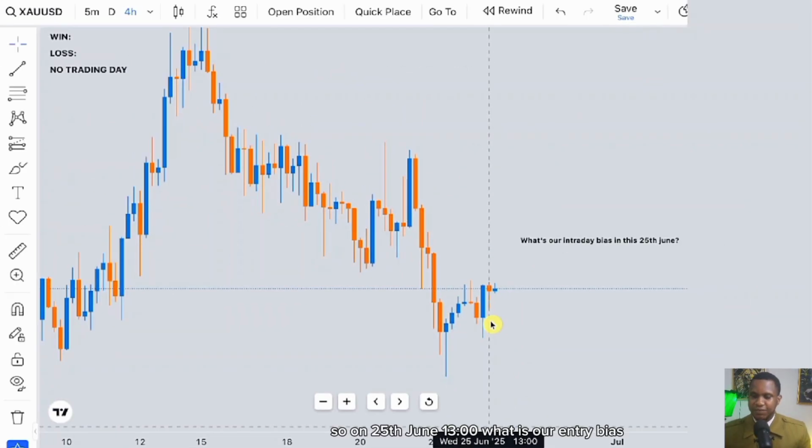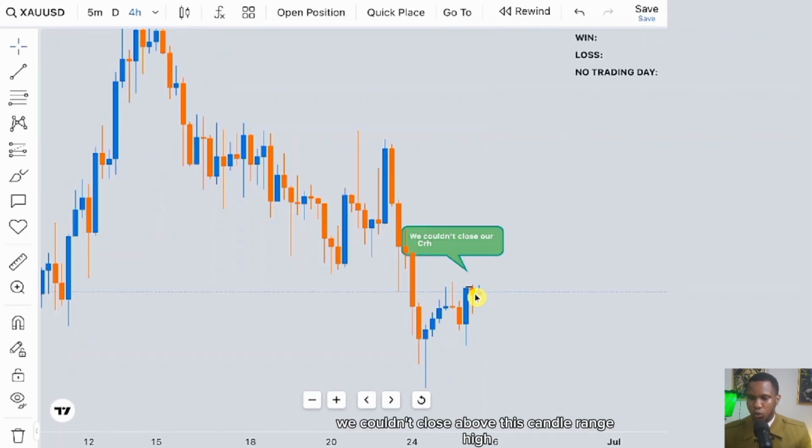So on 25th June, 13 o'clock, what is our intraday bias? Can you see we couldn't close above this candle range high? We went above it, but we couldn't close above it.